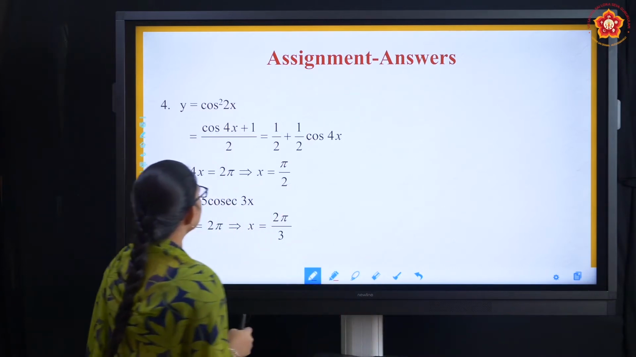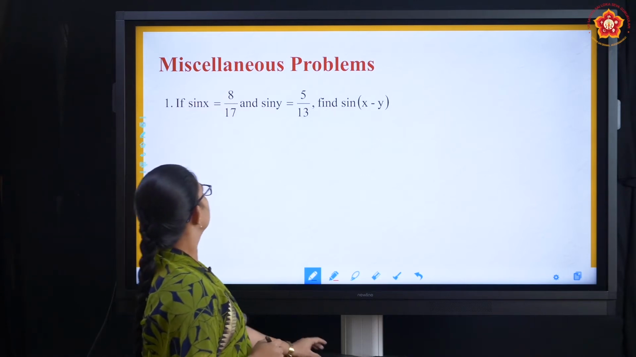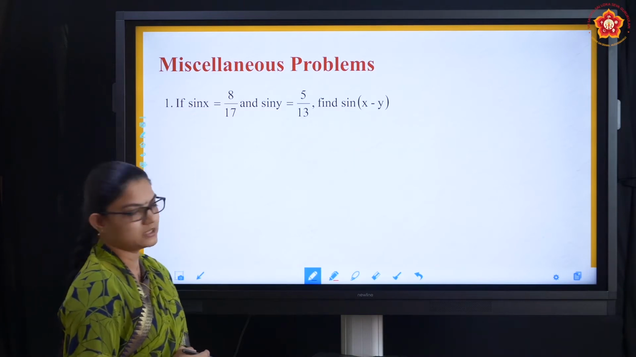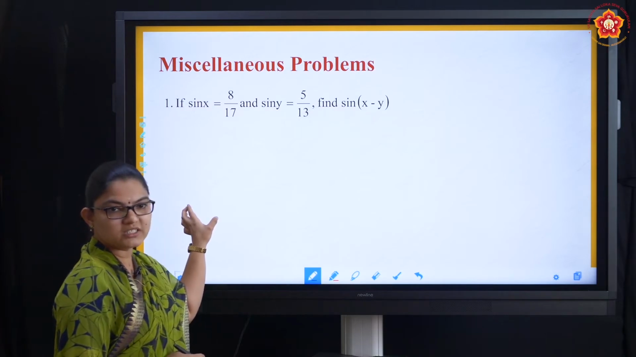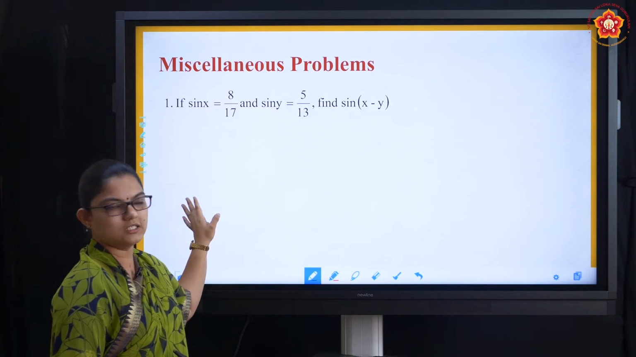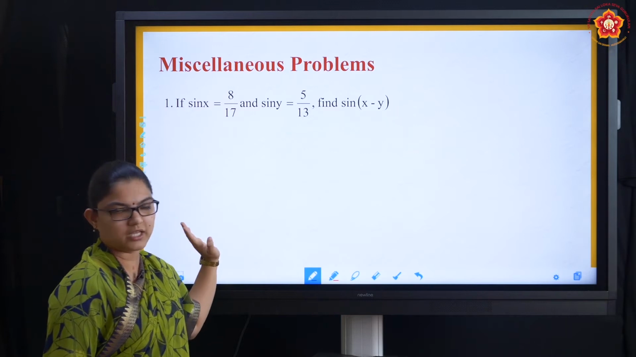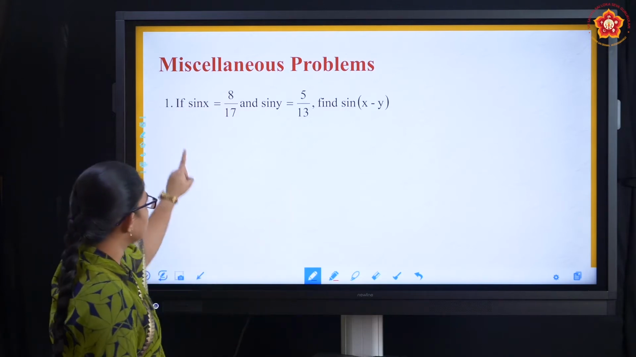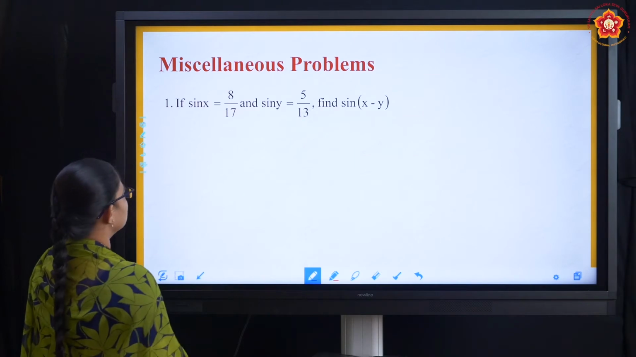Next, let us solve the given problems for this particular session. The first problem: if sin x is equal to 8 by 17 and sin y is equal to 5 by 13, find sin of x minus y. Here they didn't mention the quadrant to which the angles x and y belong, so we'll consider them to be in the first quadrant. We'll find it for the first quadrant angles x and y. Now we are asked to find sin of x minus y, where sin x is given to be 8 by 17 and sin y is given to be 5 by 13.